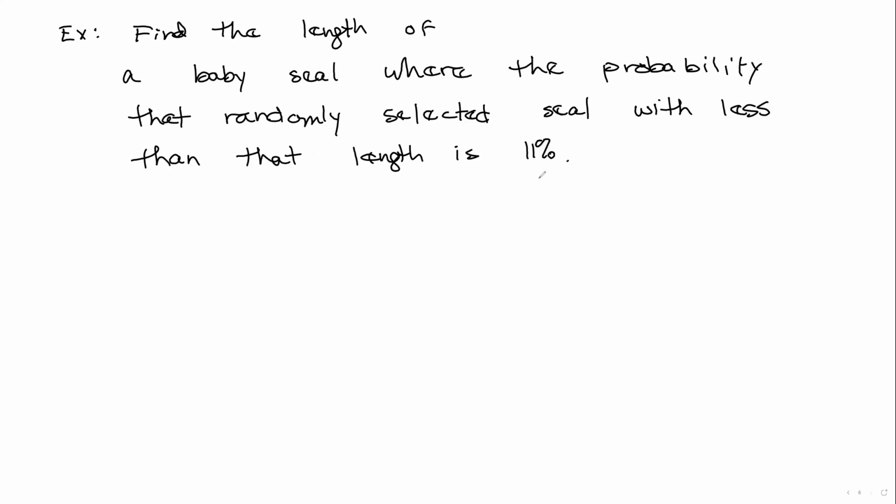What we've been doing is entering the length, and then out was coming the 11%. What we want to do is enter the 11%, and then out comes the length of the seal. All right. So, from the stuff that we've looked at previously, we know this is the length where the area under the curve that's less than that is going to be 0.11.